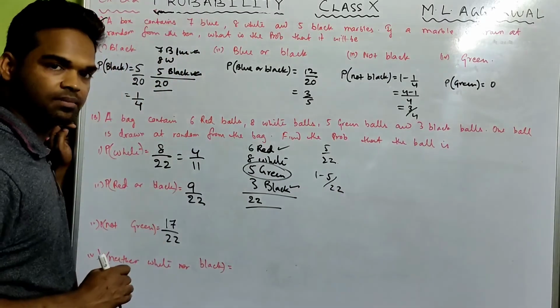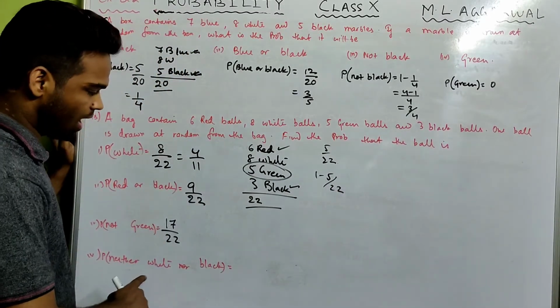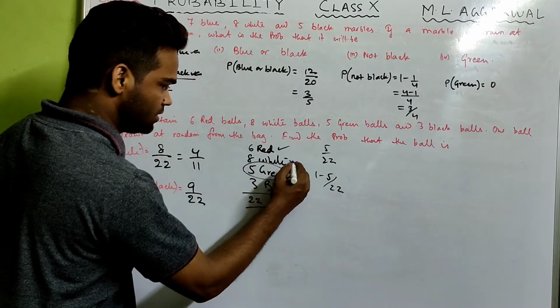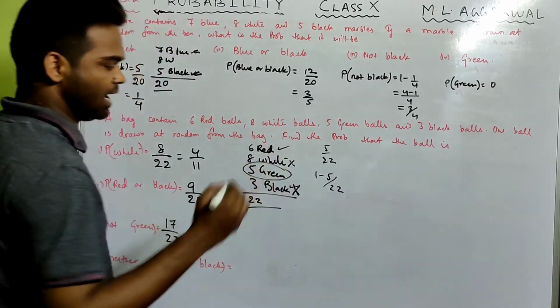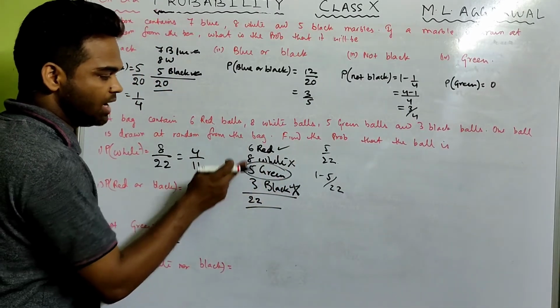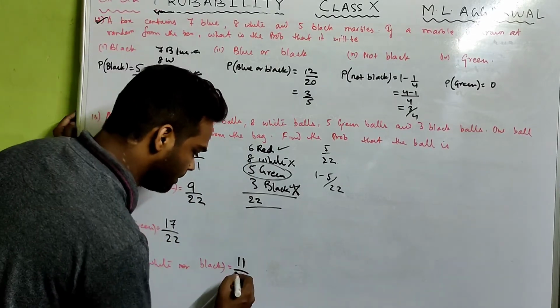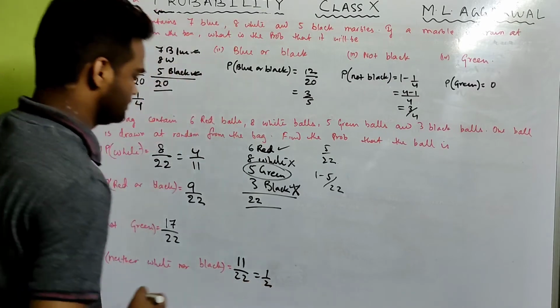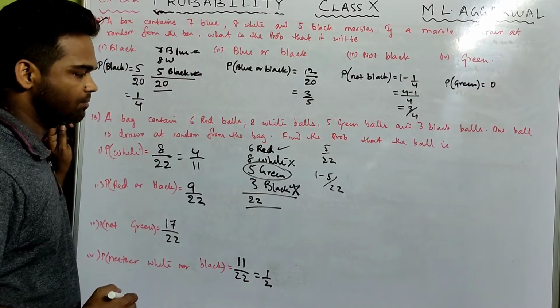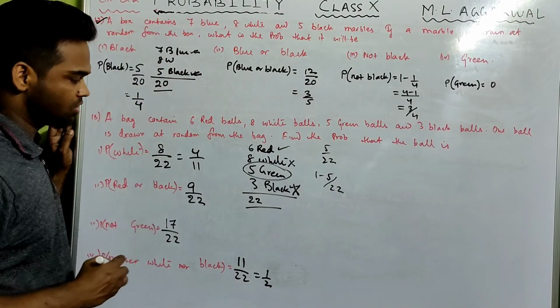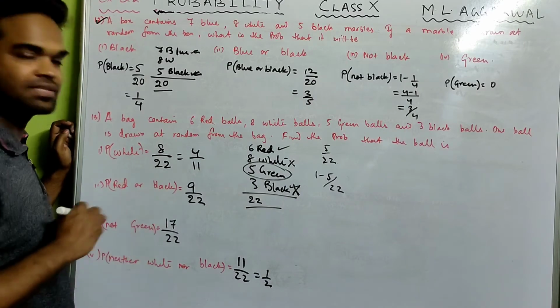Neither white nor black, which means it has to be red or green. So 6 plus 5, 11. So 11 by 22, that's 1 by 2. Done. Now let us look at the next sum.